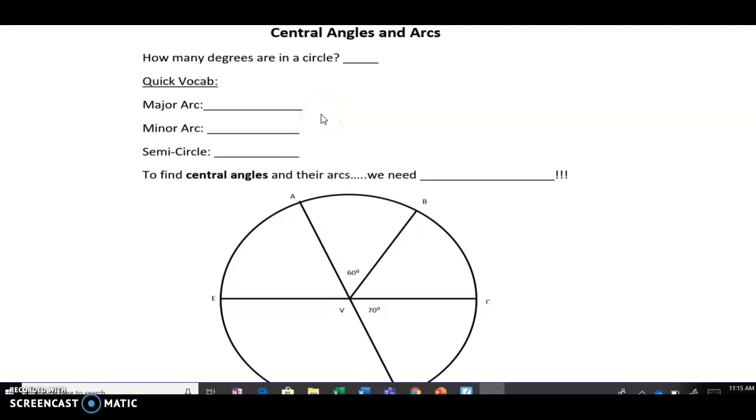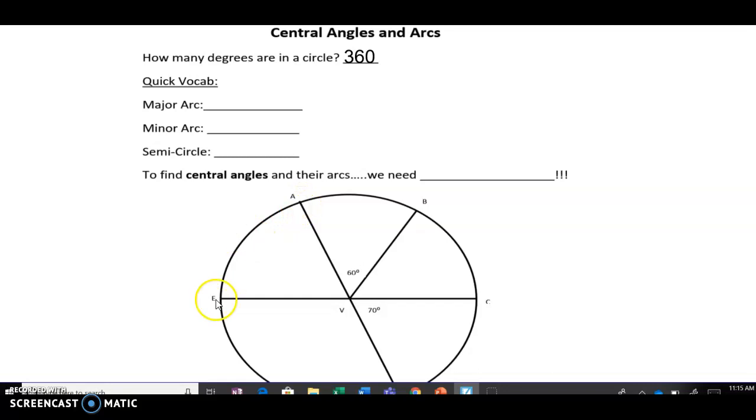Hi, so we're going to go over a quick lesson on central angles and major, minor, and semicircles. We're going to be talking about how we know that the circle has 360 degrees, and that each of these pieces here are arcs.